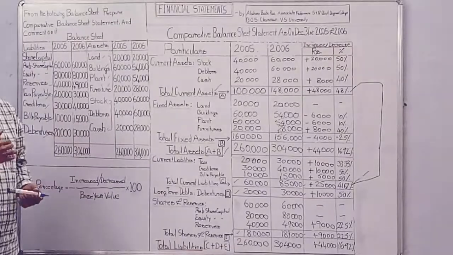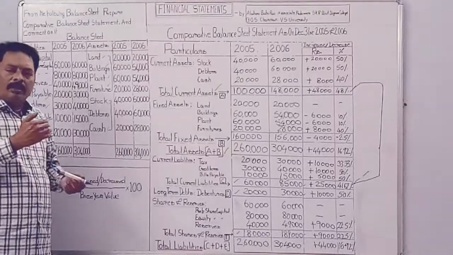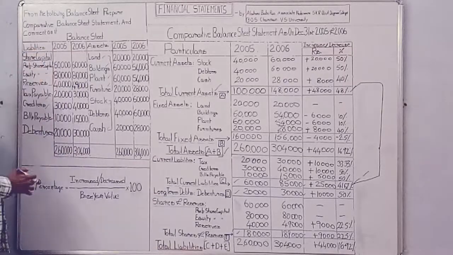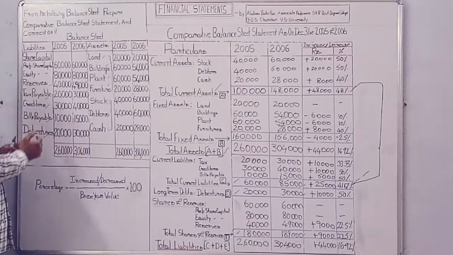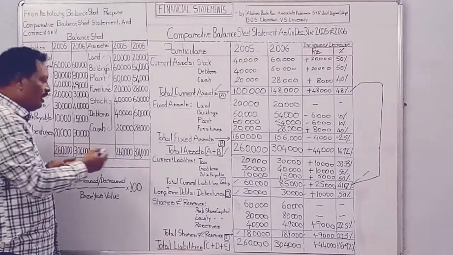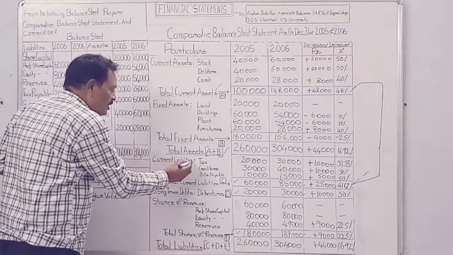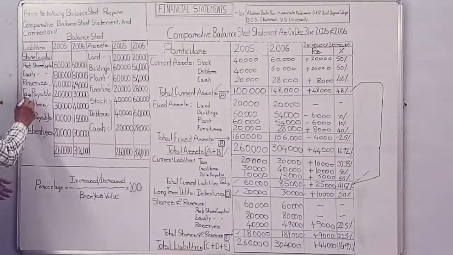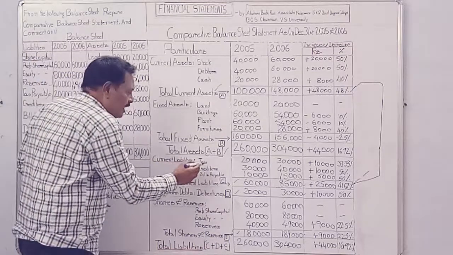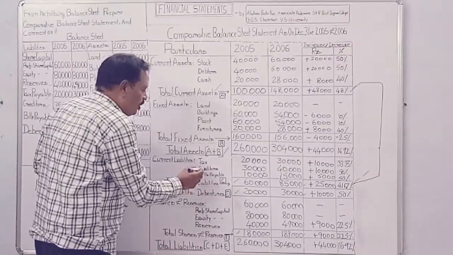After finishing this assets task, come to liabilities. Already I told you these liabilities should be classified into 3 parts. One is current liabilities. Under this current liabilities, here are given tax payable, creditors and bills payable. So you simply write tax, creditors, bills payable. How much tax?